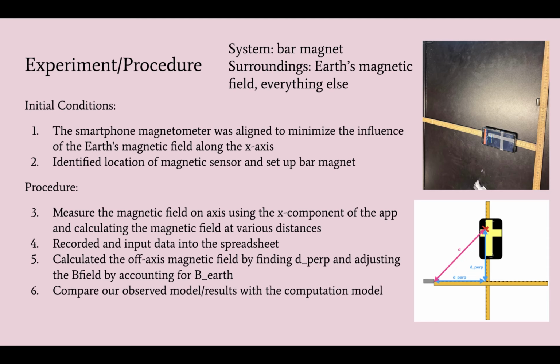And then we recorded and input that data into a spreadsheet where we got averages. We also calculated the off-axis magnetic field by finding d perp and adjusting the magnetic field by accounting for the magnetic field of Earth, and then compared these lab results with the computational model.